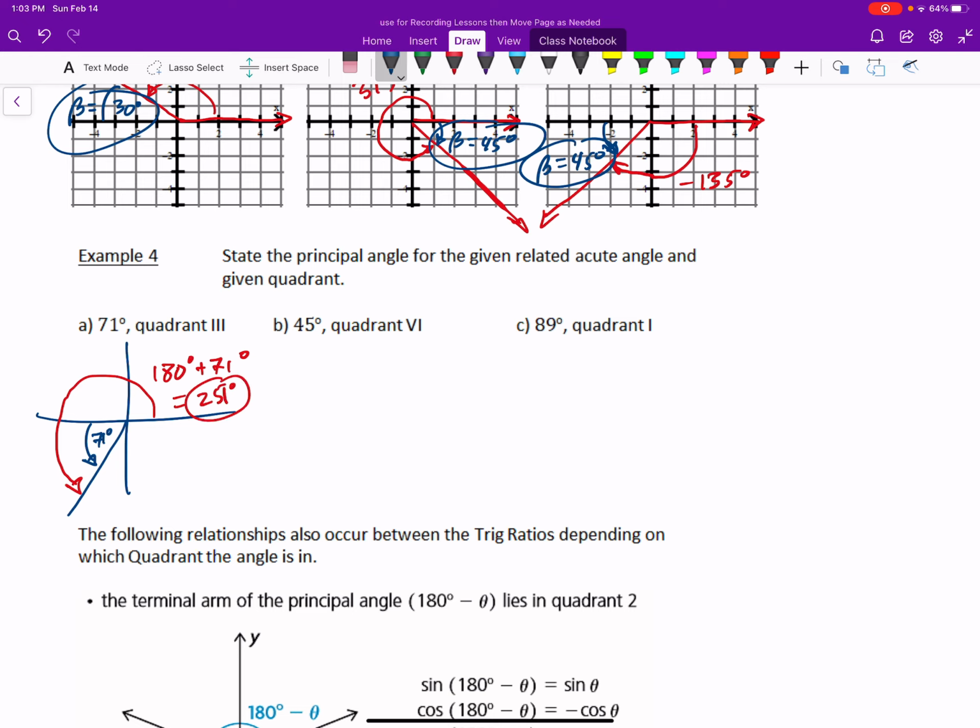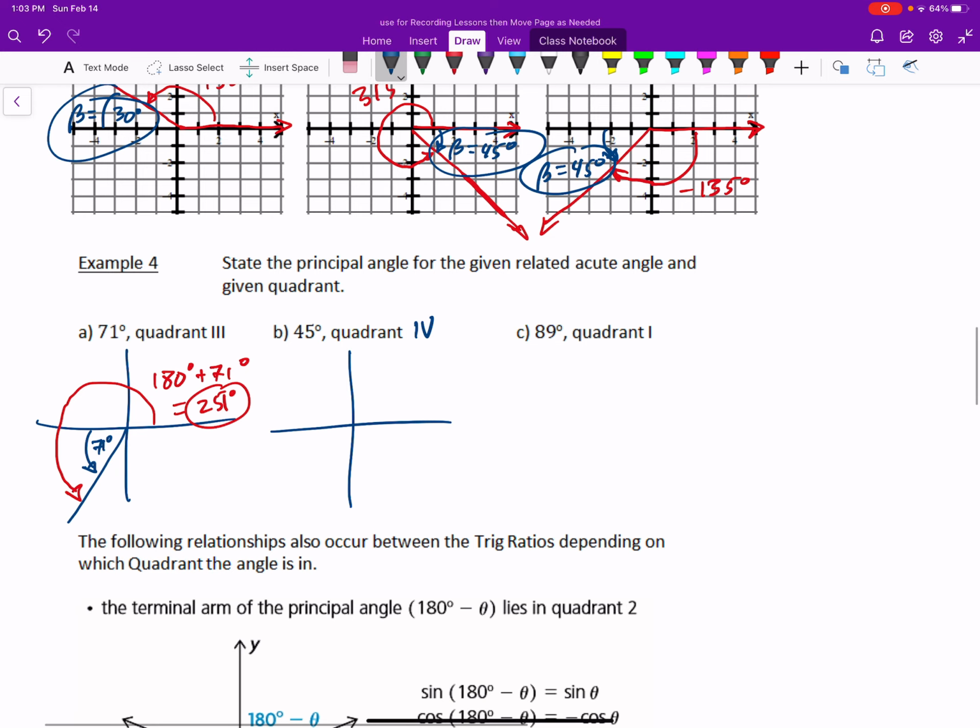45 degrees in quadrant 6? No, I think that was supposed to say quadrant 4. There's no quadrant 6. So in quadrant 4, a 45 degree related acute angle would be down here. And the principal angle would be coming all the way around here, so it would be 360 minus 45 degrees, which would be 315 degrees.